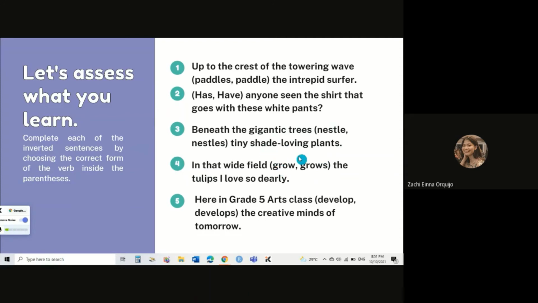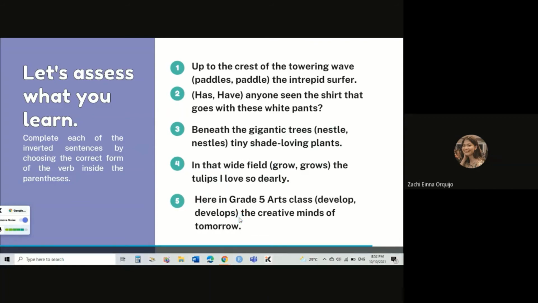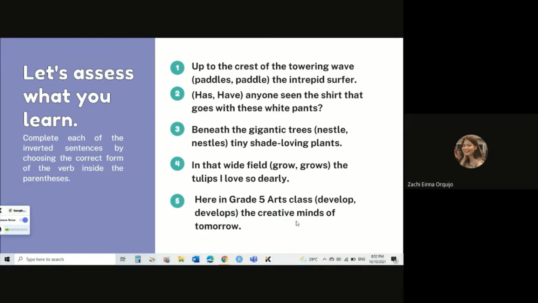So, kung gagawin natin siyang normal order na sentence, the tulips I love so dearly grow in that wide field. So, nag-a-agree yung subject sa verb. Dahil plural itong tulips, plural din dapat ang verb. And lastly, ang subject dito or ang pinag-uusapan dito sa sentence na 'to ay creative minds. So, creative minds, ibig sabihin maraming minds or maraming creative minds. That's why our verb should be plural.